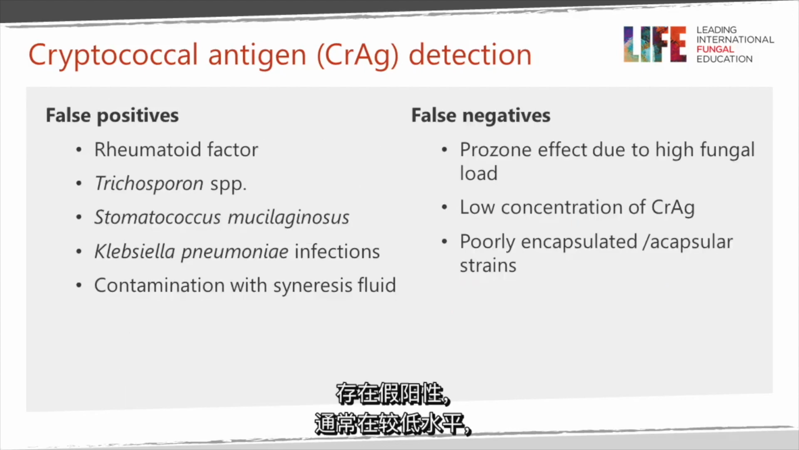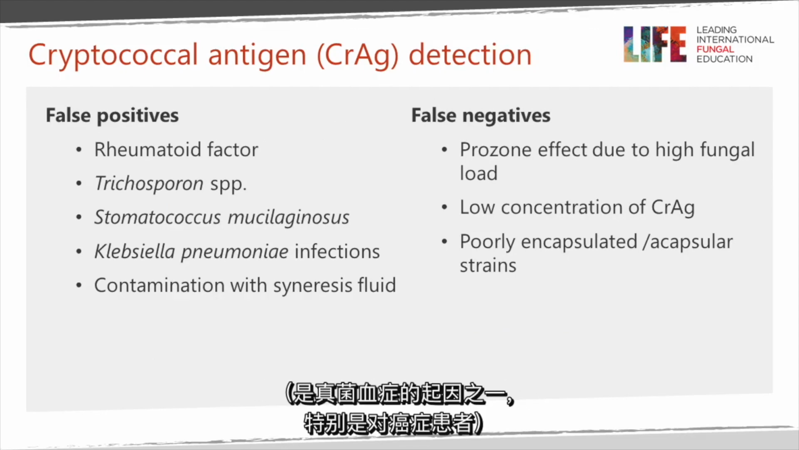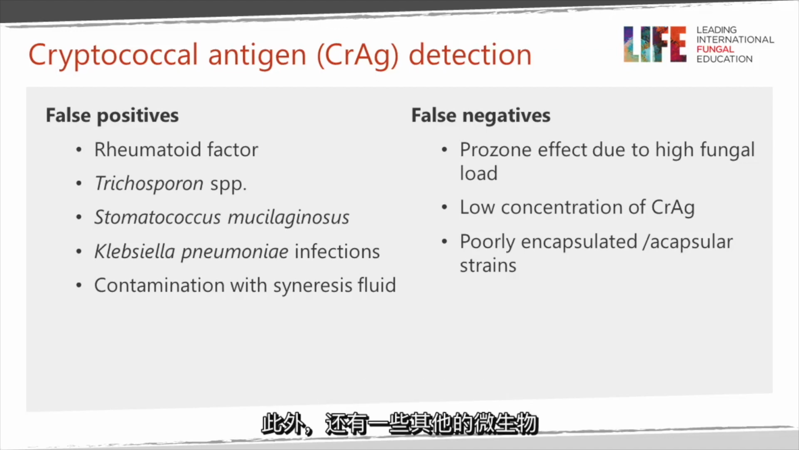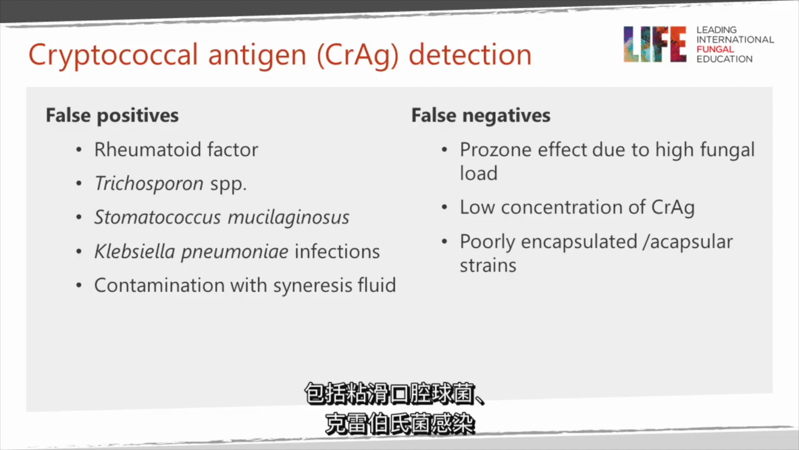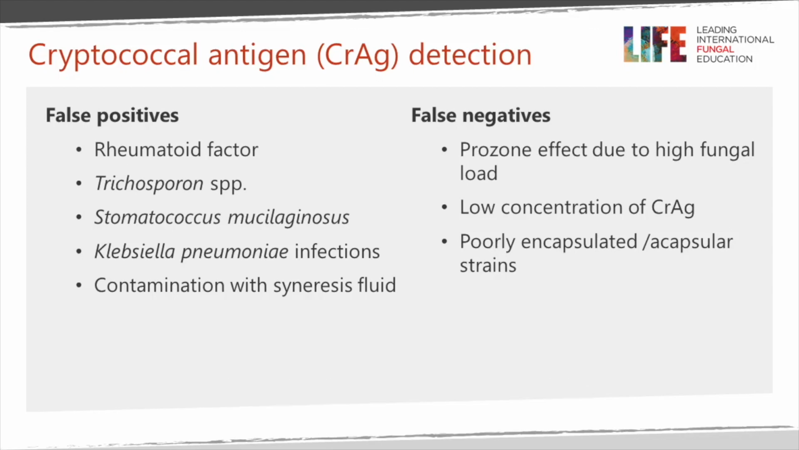There are false positives, usually at low level. These include rheumatoid factor. The organism Trichosporon, which is a cause of fungemia, particularly in cancer patients, produces an almost identical antigen and gives you a true positive result, but it's false positive for Cryptococcus. There are a few other organisms that can produce a low-level false positive, including Stomatococcus mucilaginosus, Klebsiella infections, and cineresis or plasmapheresis-like fluid can also give you a false positive.